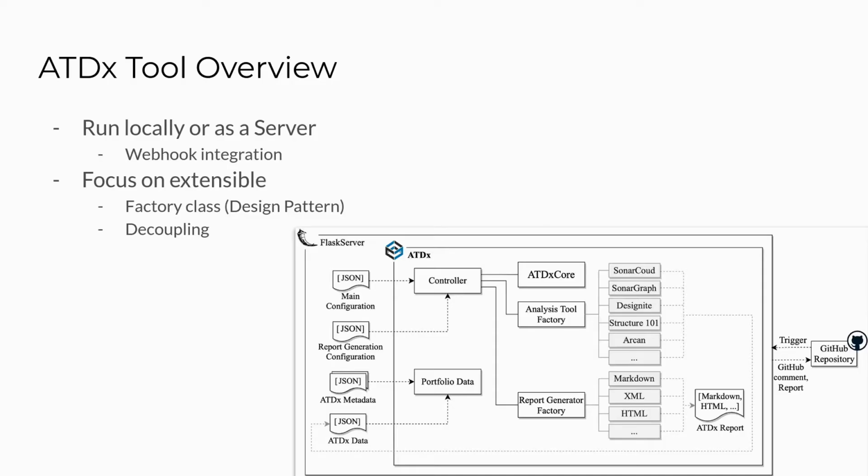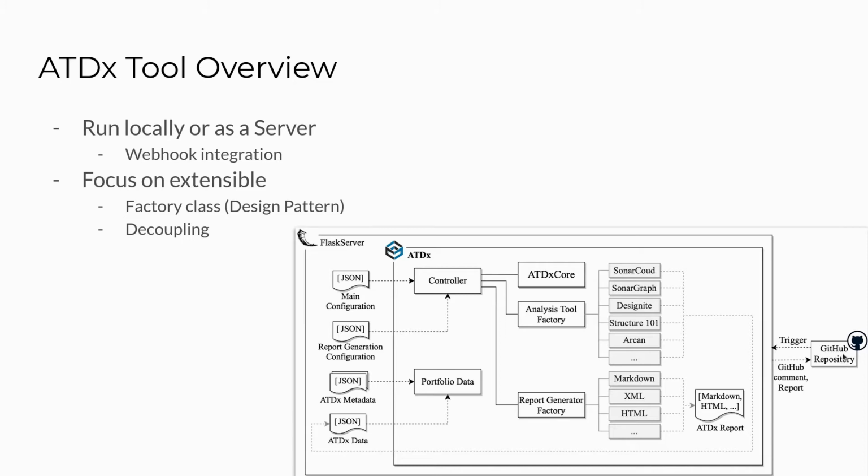Now, regarding the architecture and implementation of the ATDx tool, it is important to remember that, as can be seen in the image, there are two different containers, the ATDx and the Flask server. This is due to the fact that the tool can be run either locally or as a server with a webhook integration. This means that whenever an event occurs in the GitHub repository, the server will receive a notification and respond with a GitHub comment with the ATDx results.